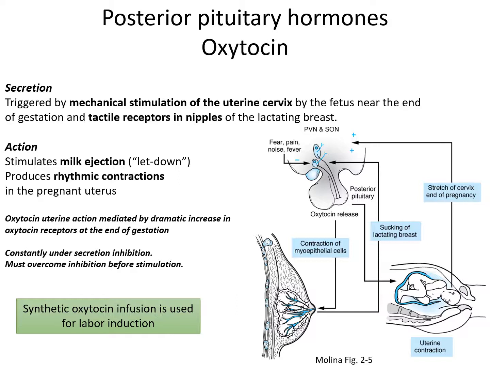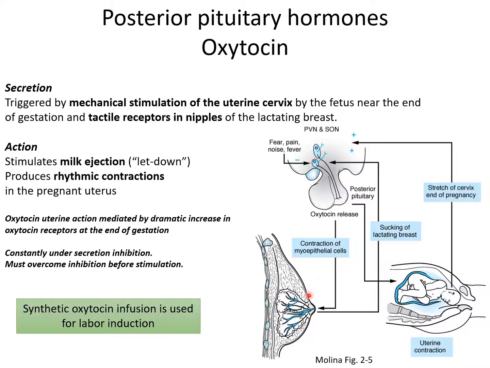So there's not a whole lot to the other posterior pituitary hormone, oxytocin. Really its secretion is triggered by mechanical stimulation of the nipple or mechanical stimulation of the cervix. This then goes to the hypothalamus and causes the release of oxytocin from the posterior pituitary. In terms of the cervix, oxytocin being released will cause uterine contractions to help with delivery, and with breastfeeding, the mechanical stimulation on the nipple will cause oxytocin to be released.